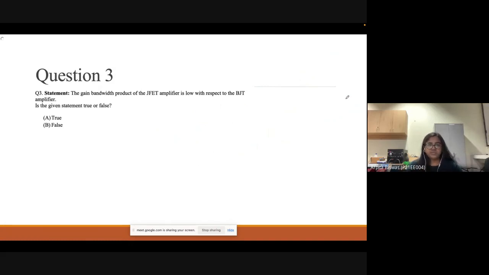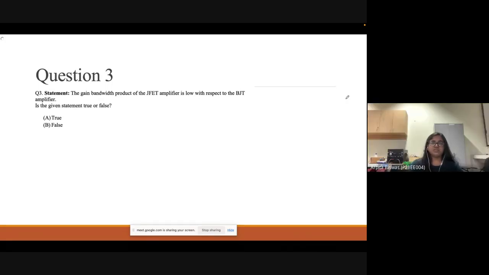The gain bandwidth product of the JFET amplifier is low with respect to the BJT amplifier. Is the given statement true or false? Take your time and then try to give the answer. The gain bandwidth product of the JFET amplifier is low with respect to the BJT amplifier. It is true.